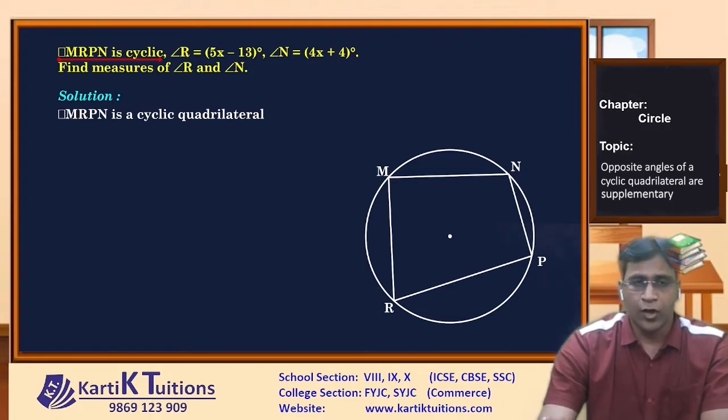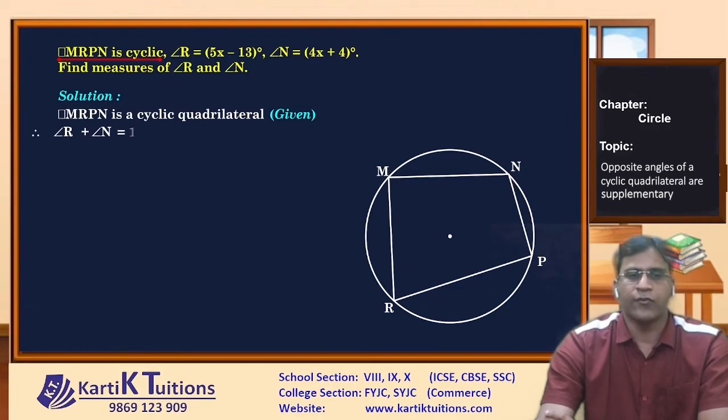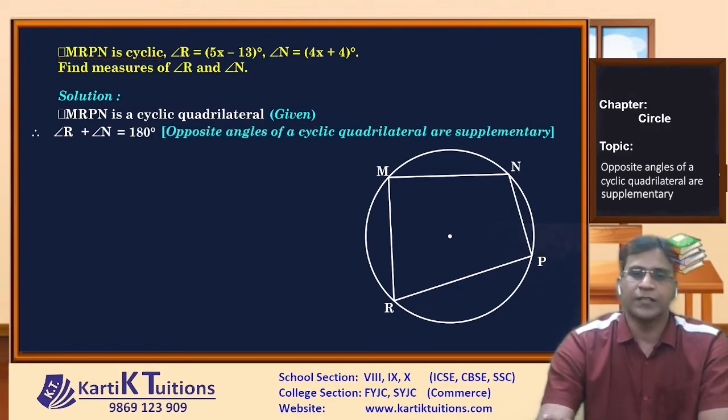Now, first of all, observe. Angle R and angle N are given, but what type of angles are they? They are opposite angles. Now, just now we have studied that in a cyclic quadrilateral, opposite angles are supplementary. That means when you add angle R and angle N, the total has to be how much? 180 degrees. And the reason is opposite angles of a cyclic quadrilateral are supplementary.